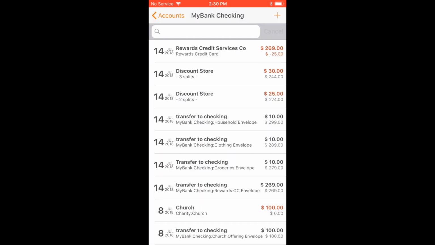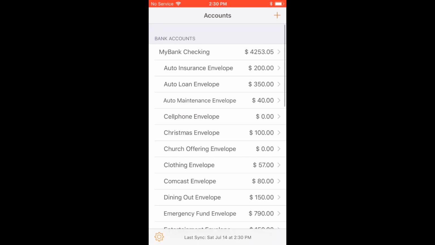So now we can see third line item down there, discount store, $25. It says 2 splits. And at the very top, you can see that we're in the negative for $25, which is normal. So we need to clear up our $25 negative there by transferring $25 into our checking account.